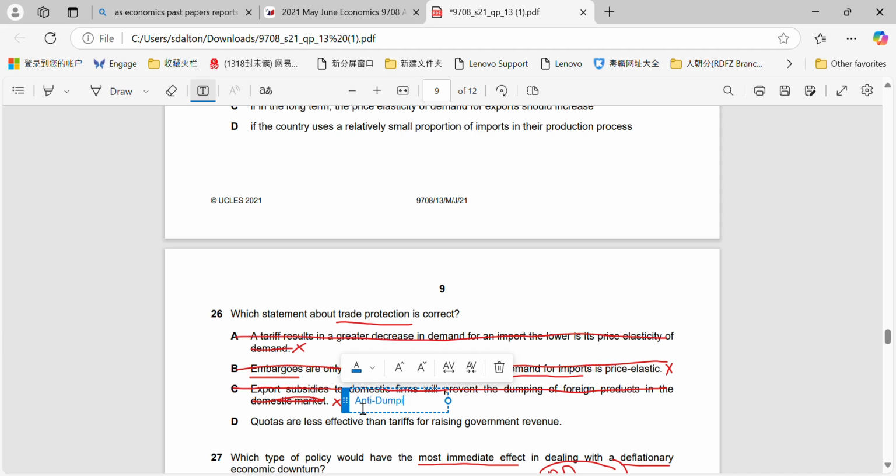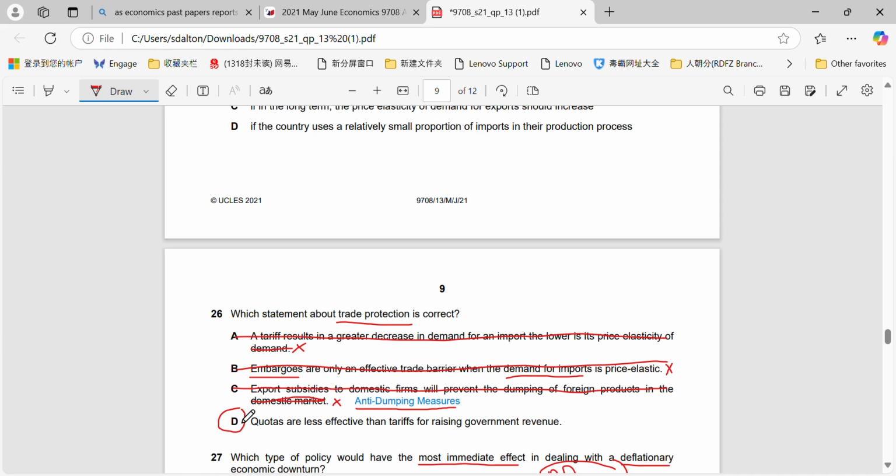So us being able to sell our products at a lower price does not stop the ability of the foreign firms to be able to dump their products into our country. So we need to actually develop either anti-dumping tariffs or place some form of embargo on the dumping that's occurring. We need to directly address the dumping.